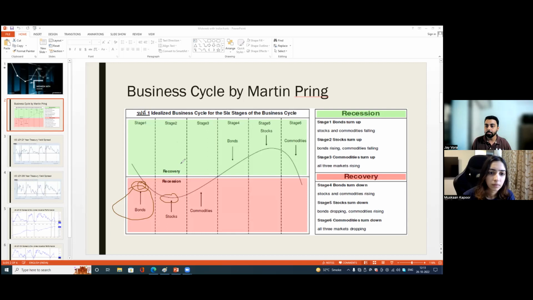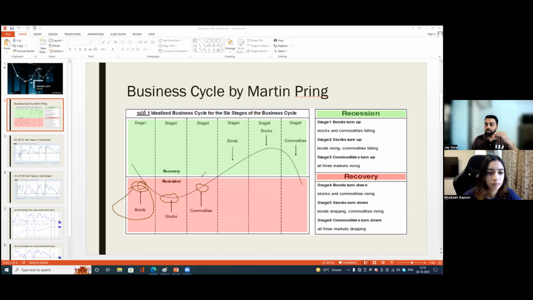At some point of time, when growth picks up, the demand for commodities starts coming up, and that is the point when you will see commodities also bottoming out. This is essentially stage three. Now the economy is doing very well, and a lot of people are expanding, and that results in demand for more credit. When there is demand for more credit, it will push the bond yields higher.